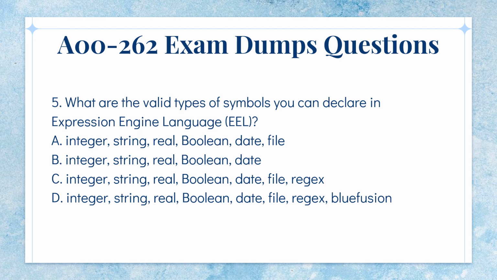5. What are the valid types of symbols you can declare in Expression Engine Language, EL? A. Integer, string, real, boolean, date, file. B. Integer, string, real, boolean, date. C. Integer, string, real, boolean, date, file, regex. D. Integer, string, real, boolean, date, file, regex, Blue Fusion.